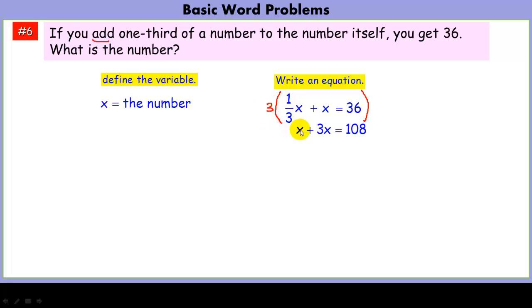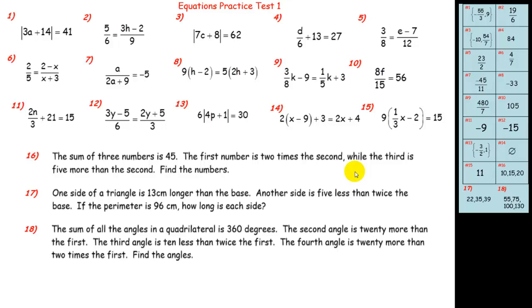We're going to solve it now by clearing the fraction. Combine like terms. Divide by 4. Raise your hand if you got 27. Awesome. All right. Here is our practice test, and there are the answers.